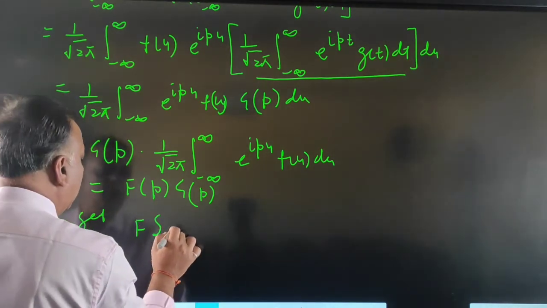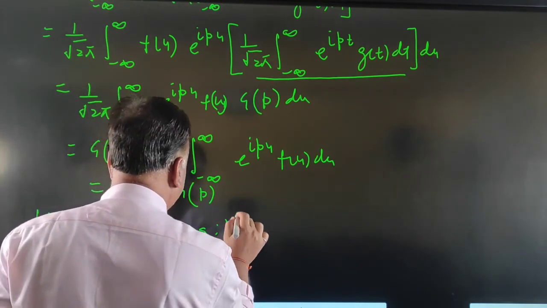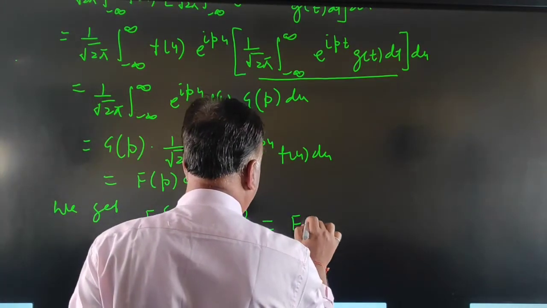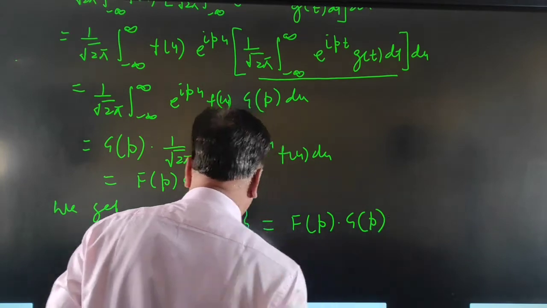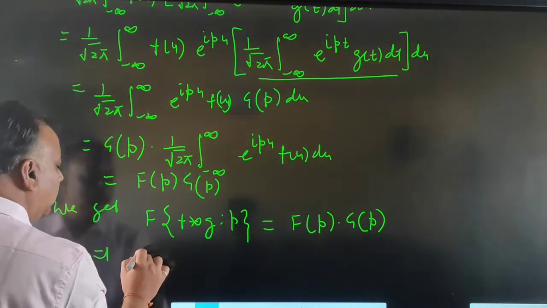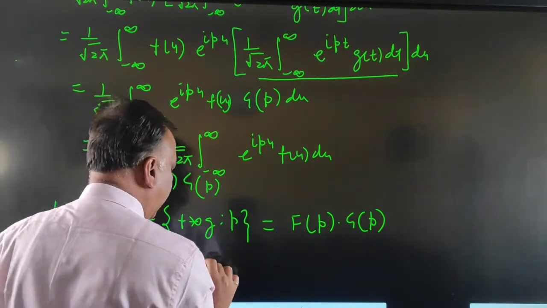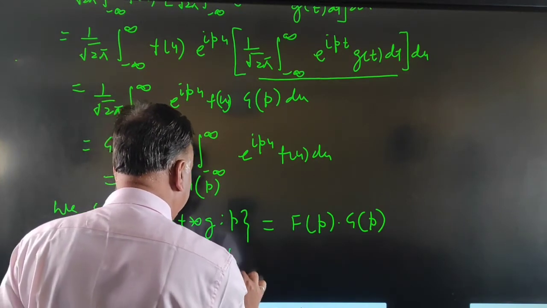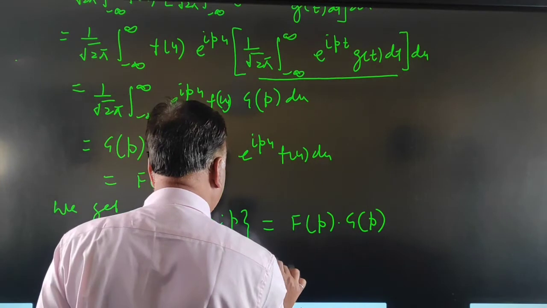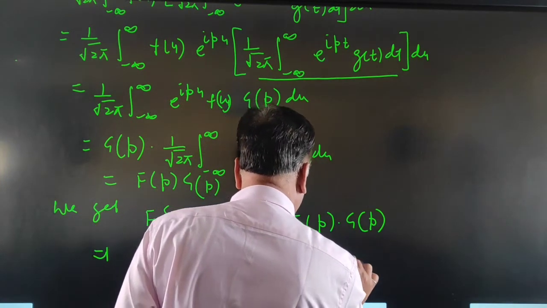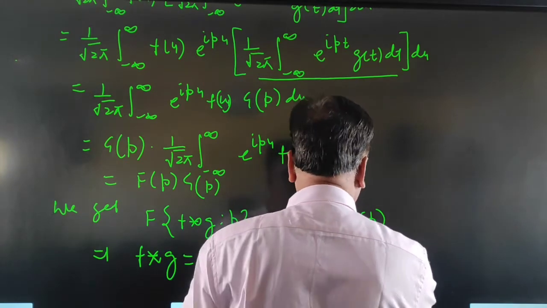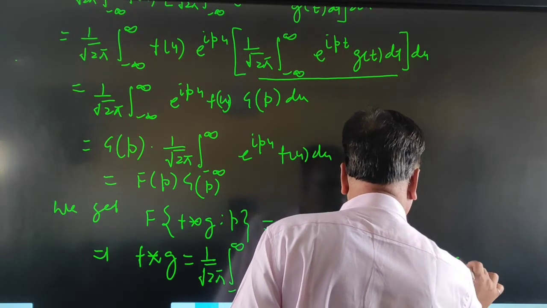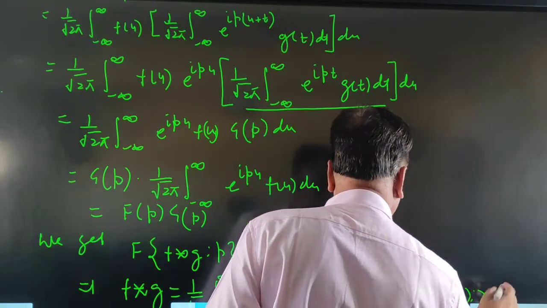So we get the Fourier transformation of f star g with respect to p is equal to f of p into g of p. By taking the inverse Fourier transformation, we see this is equal to f star g. F star g is the convolution of the two functions. We write it as 1 upon root 2 pi integral from minus infinity to infinity f of u g of x minus u du. This is equal to the inverse Fourier transformation of f of p g of p with respect to x.